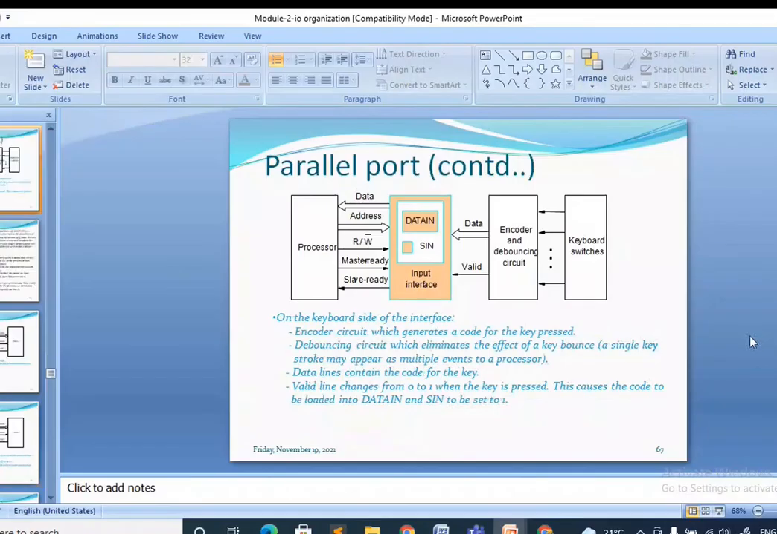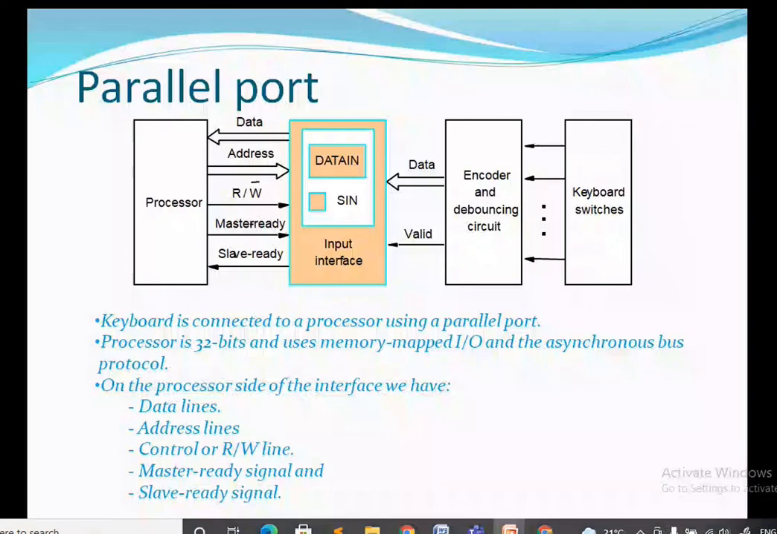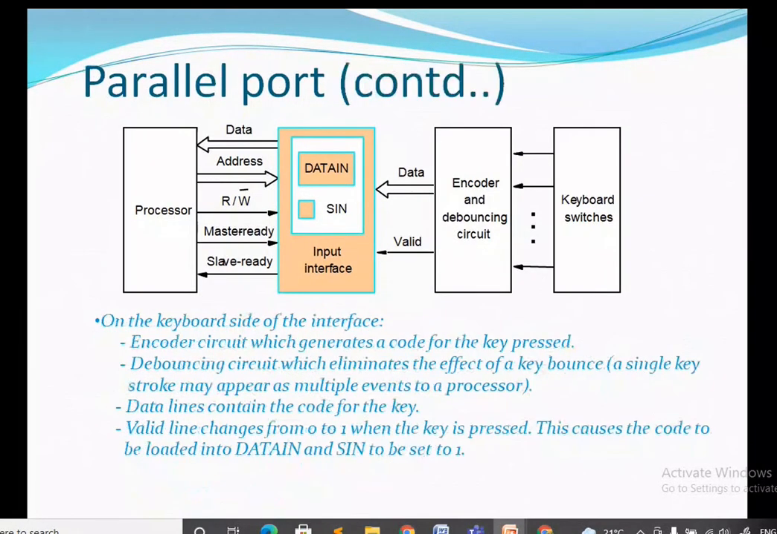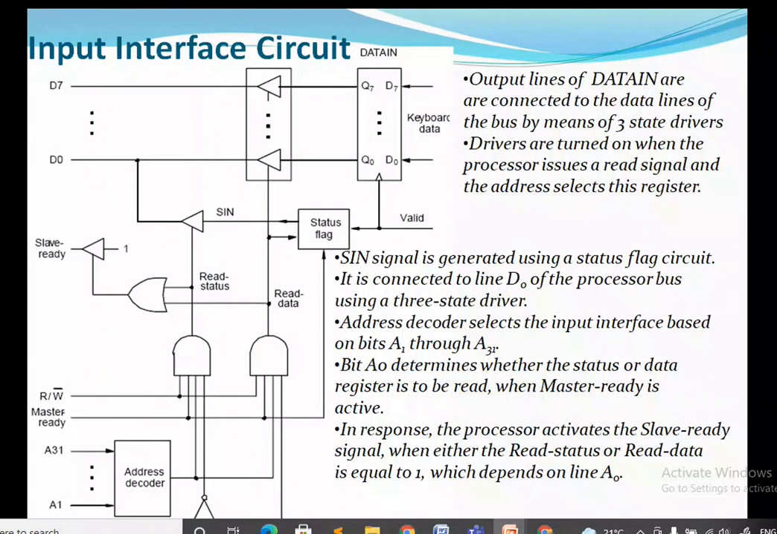So how does this parallel port work? Many of the things in this diagram you are already familiar with. Just explain with respect to the keyboard, where it is a read operation. If they ask you to explain the interface diagram with respect to processor and keyboard, you just need to draw this block diagram. If they ask for the interface circuit, you have to draw this. If possible, try to remember this diagram; the working procedure is very simple.